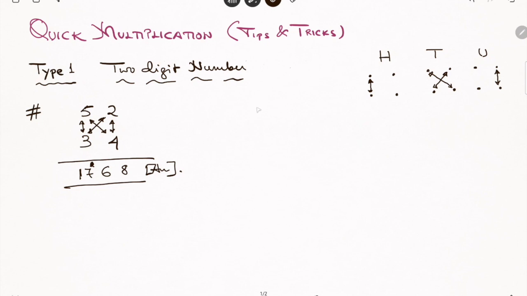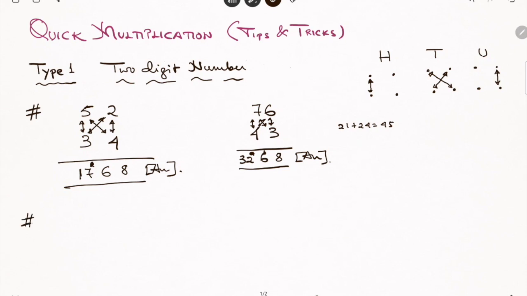Now, let us take one more example. Say 76, we need to multiply by 43. So, the first case, vertical multiplication, 6 into 3 is 18 and 1 is carried. Then cross multiply, 7 into 3, 21, plus 4 into 6, 24. That gives us 45 and we carry the 1, that is 46. So we write 6 and we carry 4. And finally again we vertically multiply 7 and 4, that is 28 plus 4 is 32. So we get 3268.